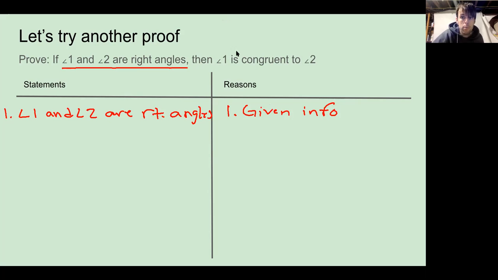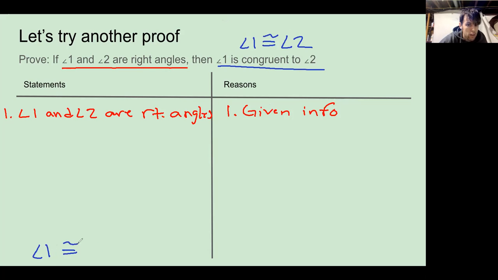And what we're trying to prove is that those two angles are congruent. So we're trying to show that angle 1 is congruent to angle 2. That's where we're going to end up. Angle 1 is congruent to angle 2. I don't know how I'm going to get there yet. Now, the step before that is probably that their measurements are equal, that the measurement of angle 1 is equal to the measurement of angle 2, because that's how we show congruence. We show that their measurements are equal.